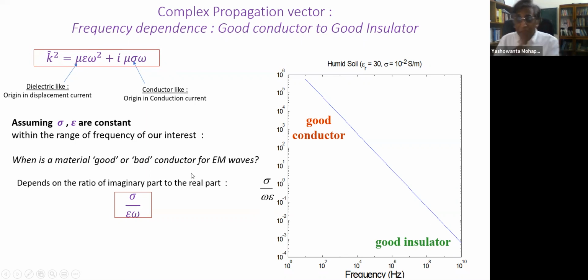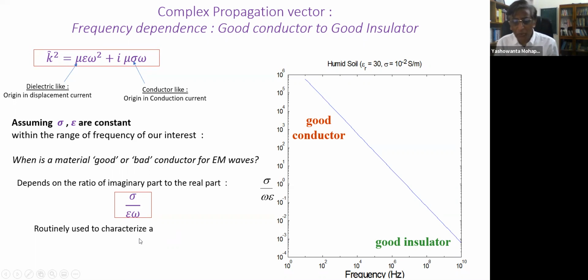So the same material, with sigma and epsilon roughly constant within the range of frequency, at higher frequencies will have the dielectric-like behavior dominate over the conductor-like behavior.